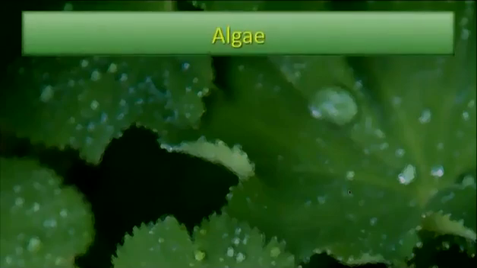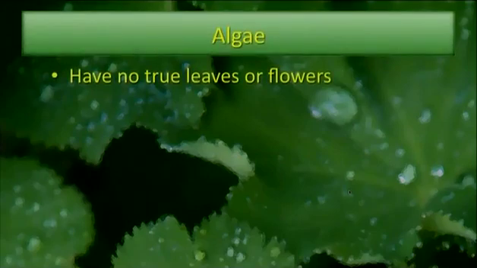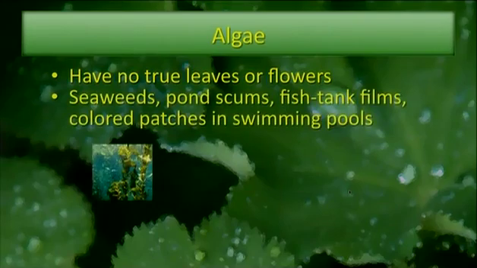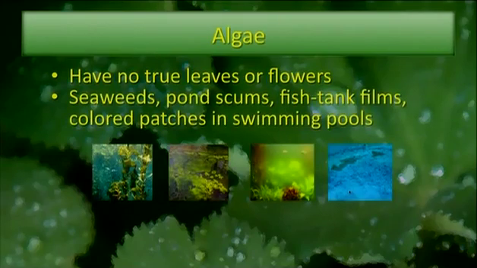Okay, now the algae. The algae have no true leaves or flowers, although some have flattened leaf-like blades. The body of the alga is called the thallus. They include seaweeds, pond scums, fish tank films, and the colored patches you see in swimming pools when there hasn't been enough chemicals added to the swimming pool.